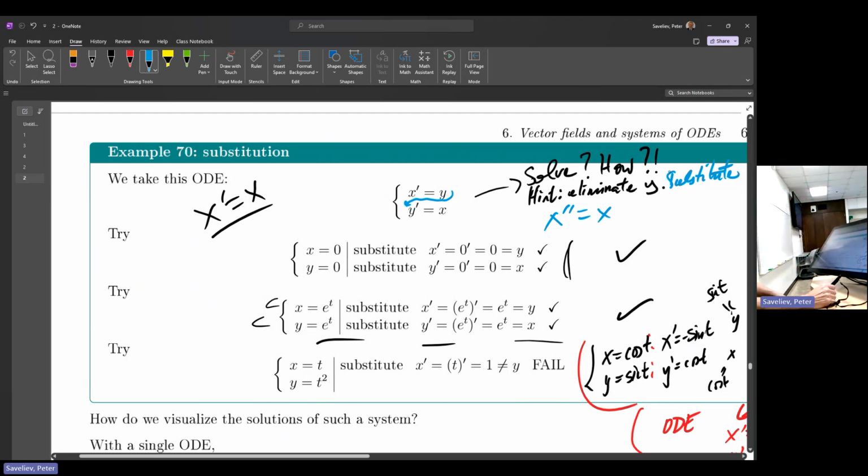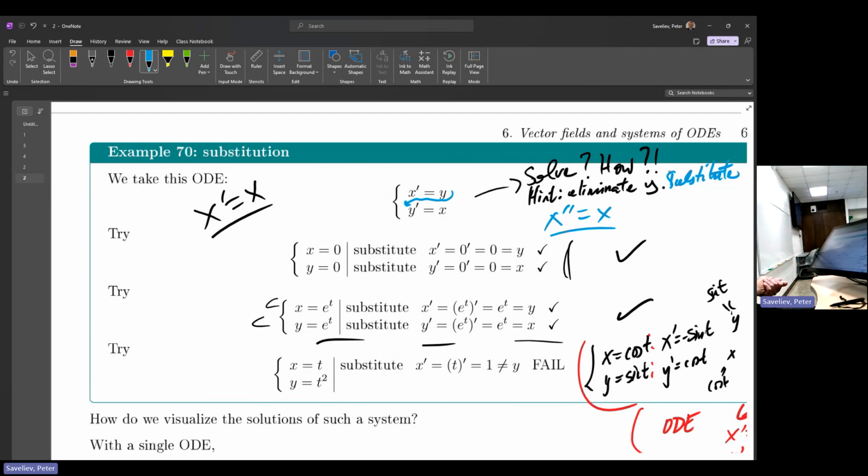Okay, so as you can see, we eliminated one of the variables and we now have one variable to worry about.